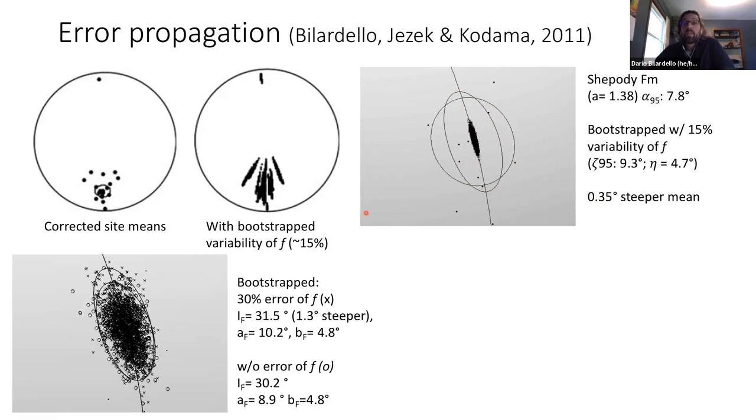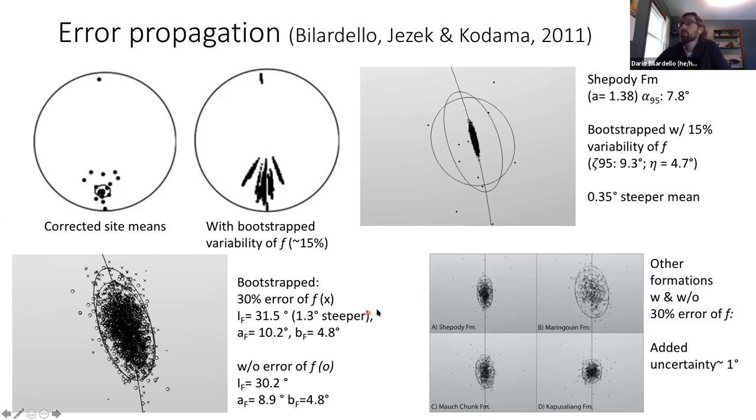So we thought it would be reasonable to apply this propagation of error to double the 15% error uncertainty to about 30%. And then we compare this 30% error propagation to no error propagation within the same Shepardy formation. And again, we see that the inclination becomes about 1.3 degrees steeper than without propagating the error. And the uncertainty along the long axis also increases by just over 1 degree. So we are pretty confident that this error propagation at 30% would be a good value to use for subsequent corrections. And so we apply it to different corrected rock formations. And the results are fairly consistent with an added uncertainty of about 1 degree for each formation.